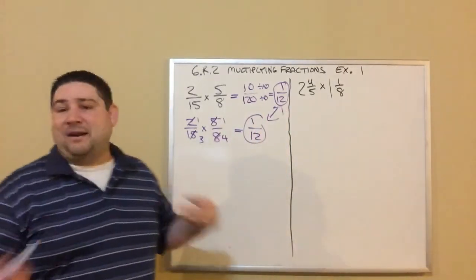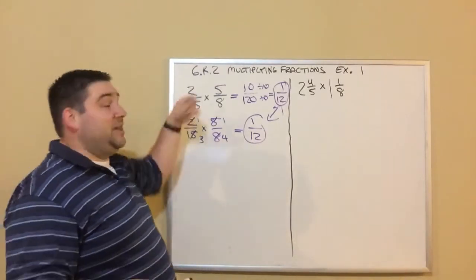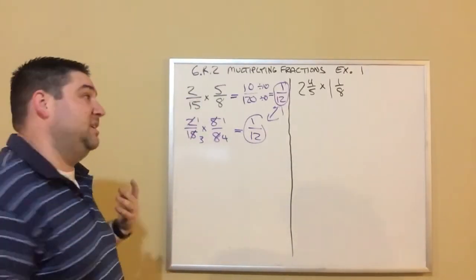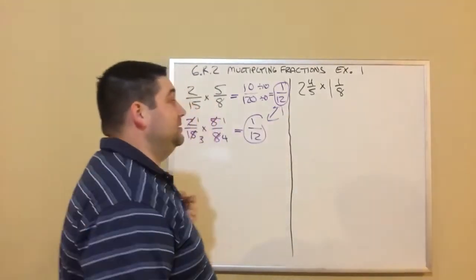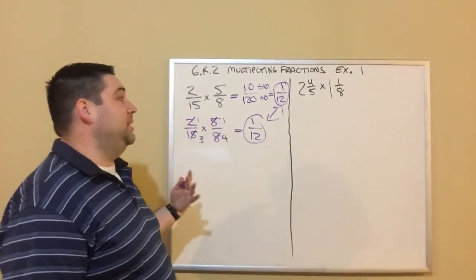You can see we got the same answer either way. So again, it doesn't matter which way you do it to me. You can multiply then simplify, or simplify then multiply. It doesn't make a difference. All right, let's look at example 2 here. 2 4/5 times 1 1/8. So the second problem here.